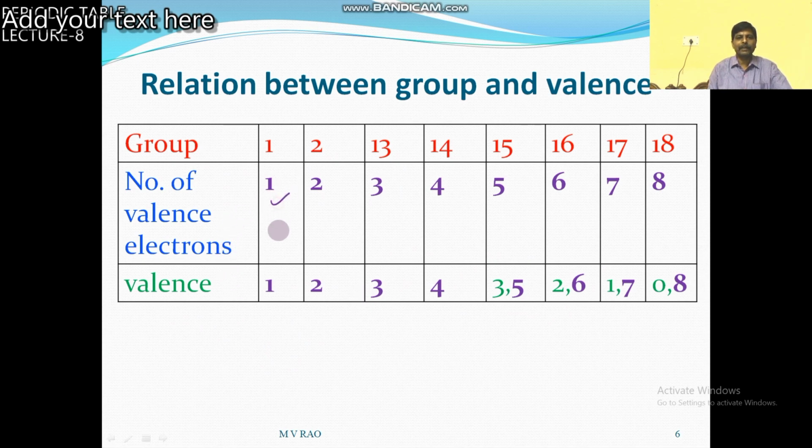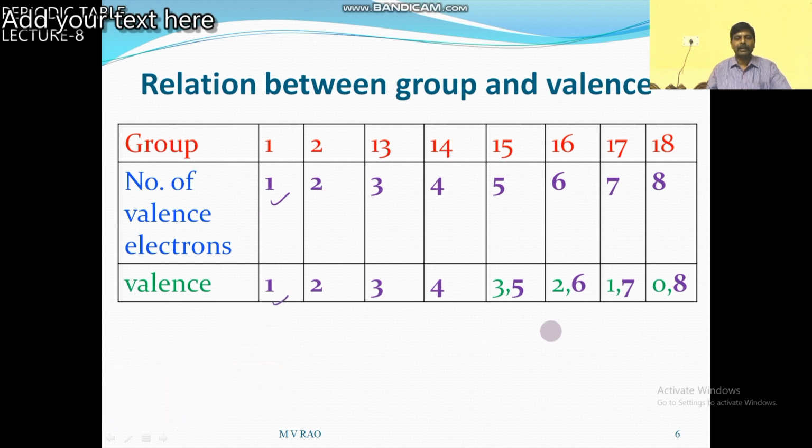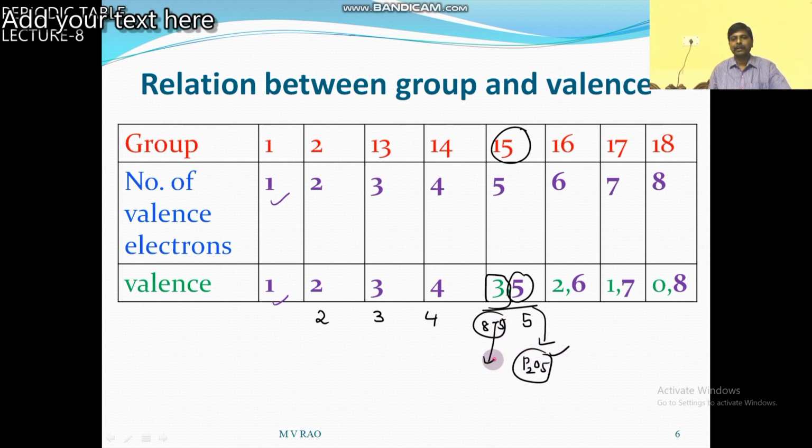In first group elements, valency is 1. What is the valence of first group elements? 1. What is the valence of second group elements? 2, 3, 4. For group 15, valence electrons are 5. It may be 5 or 8 minus 5, that means 3. So with respect to oxygen, the valency of phosphorus is 5. With respect to hydrogen, valence is 3. With respect to sulfur, SO3.